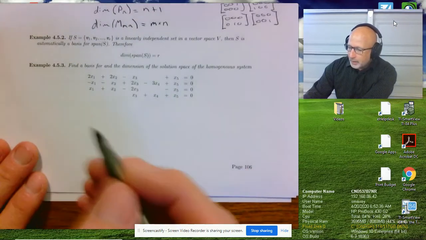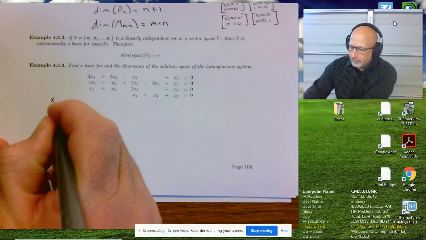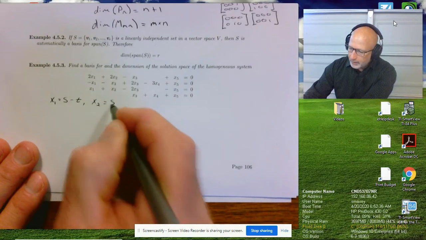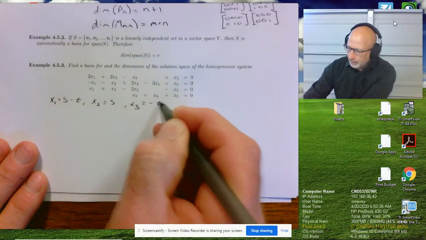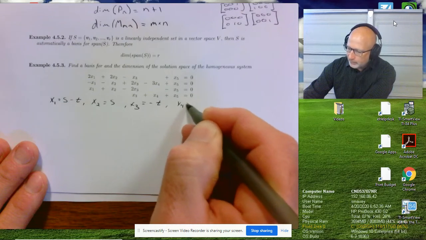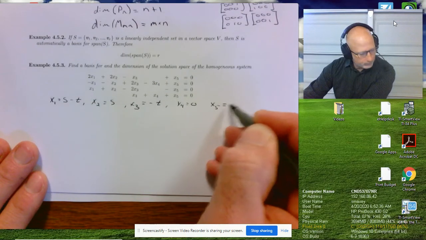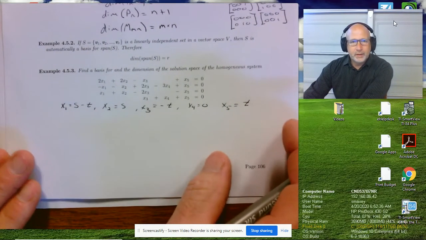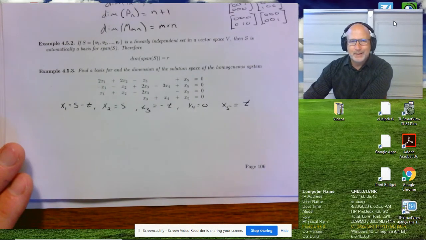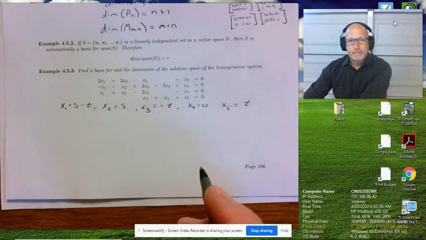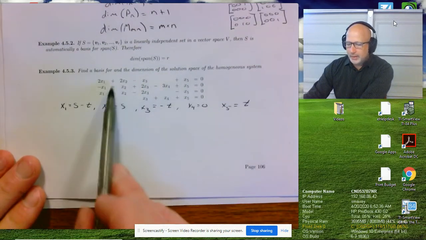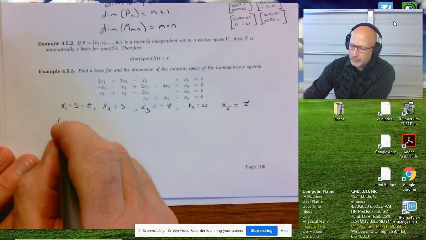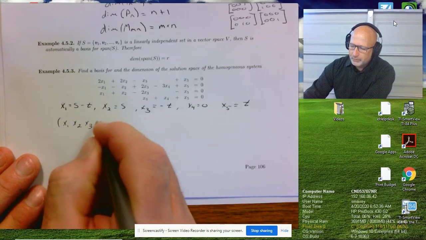But when you do this, you will end up with some sort of a set. You have x1 is equal to s minus t. You have x2 is equal to s. x3 turns out to be negative t. And then x4 is 0. And x5 turns out to be equal to t. Okay? So what that gives us, and by the way, right now you should be having an idea of what the dimension of this is going to be. Okay, so we're looking at the solution set here. And we're saying, what is the dimension of the solution set? So my solution set can be written as x1, x2, x3, x4, x5.